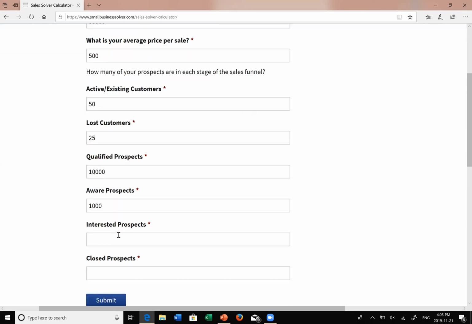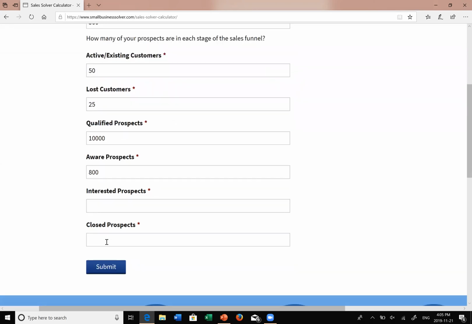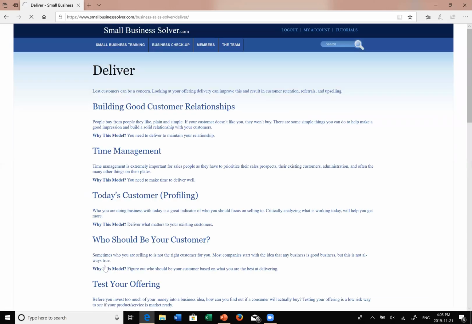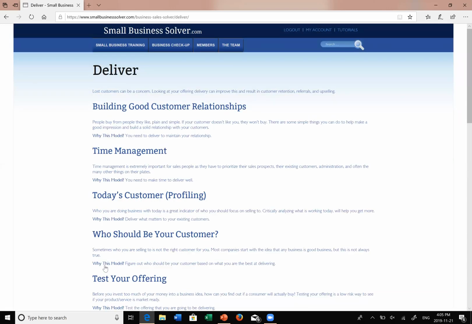Then the next thing, or let's say 800, we'll just make it something that we've done some marketing and maybe sent out some flyers. So we know only 800 people know about that. Of that, 150 have shown up and they're interested and maybe looking. But of those, only 100 have purchased so far. So we click submit, and actually the sales calculator is going to identify where we actually have to focus.